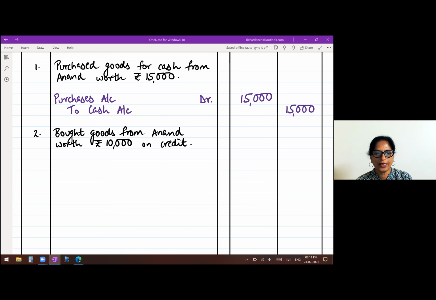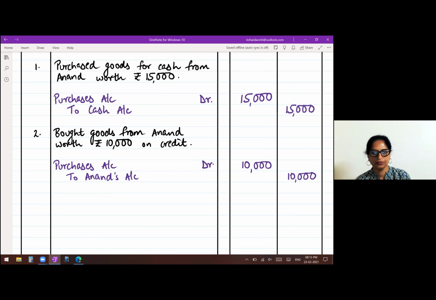So now how will you write? Purchases account debit 10,000, to Anand's account, away from the margin, to Anand's account credit 10,000. Okay. Third one.